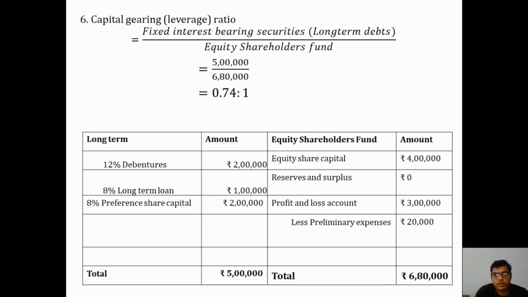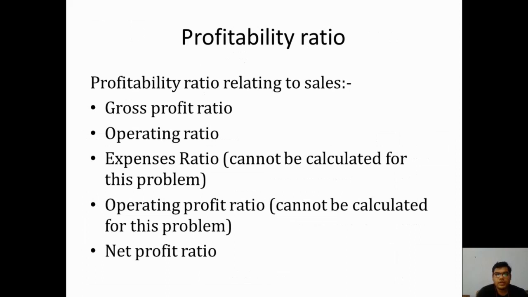So these were related to the leverage ratio, that is the solvency ratios. Now let us solve the next sort of problem, that is profitability ratios. In profitability ratios there are two categories: profitability ratios relating to sales and profitability ratios relating to investment. First, let us solve the profitability ratios relating to sales.